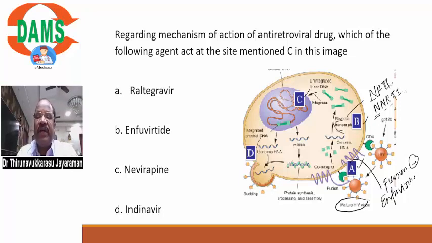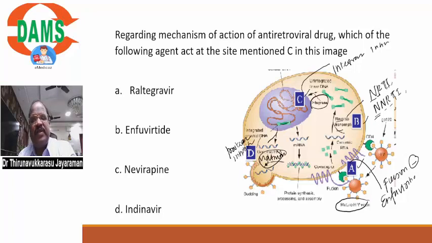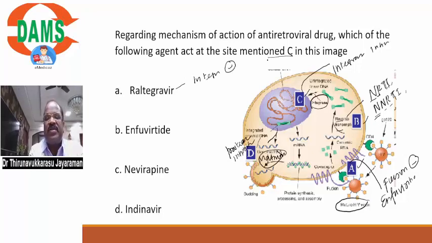Option C, the virus joining with the host DNA by using integrase enzyme. C means integrase inhibitors. Option D, post-translation cleavage, that is inhibiting maturation of virus. That means protease inhibitors. If you know this microbiology background, the answer is simple. Raltegravir, we know it's an integrase inhibitor. So the action C mentioned, that's the answer, raltegravir.